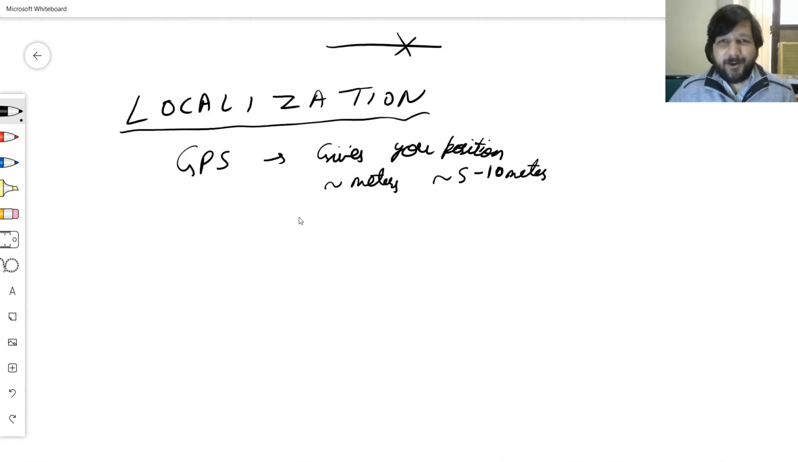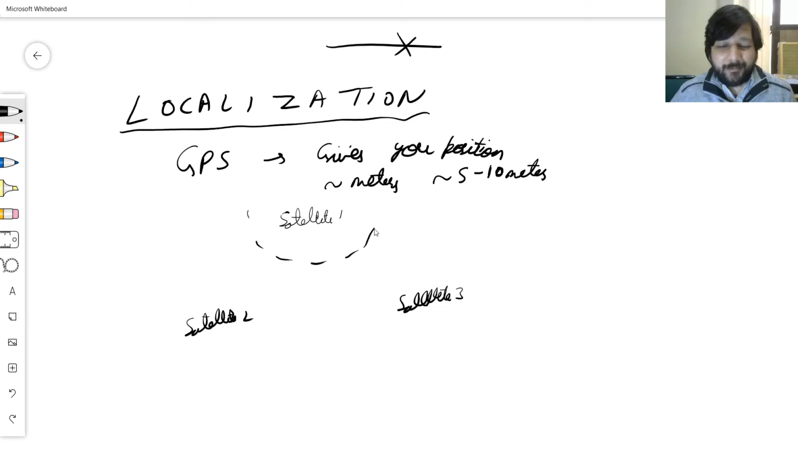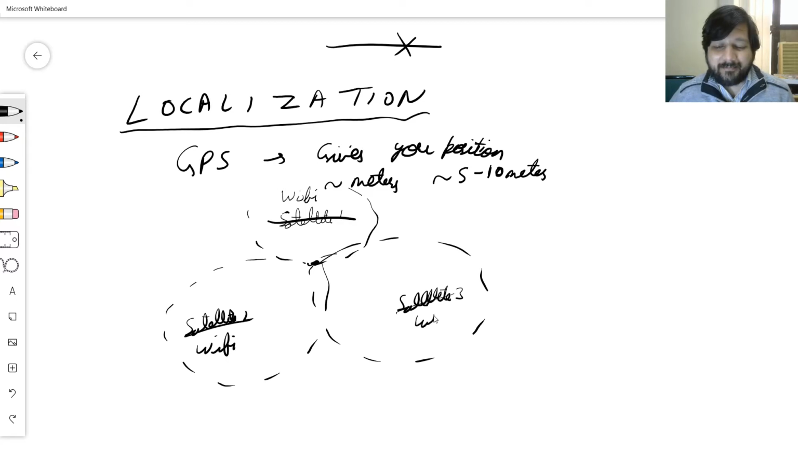Now, you can always make your own local GPS. How does a GPS work? You've got satellite 1, you've got satellite 2, and you've got satellite 3. And you do the triangulation, so you know the amplitude, so you know the approximate radius, and where these intersect, right here, is approximately your position. Now instead of satellites, I can always use Wi-Fi, and I've got my position over here, but then again the problem is that the error is a few meters.